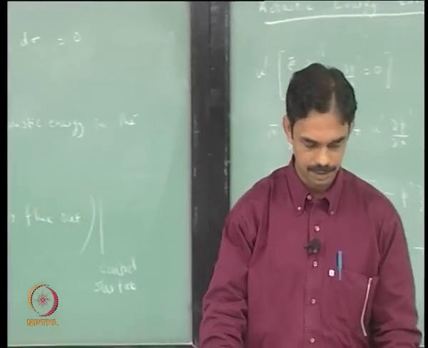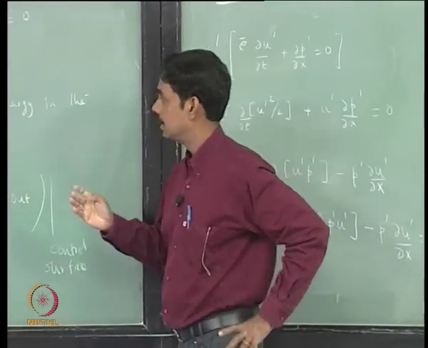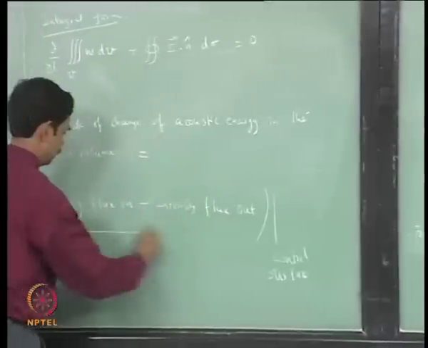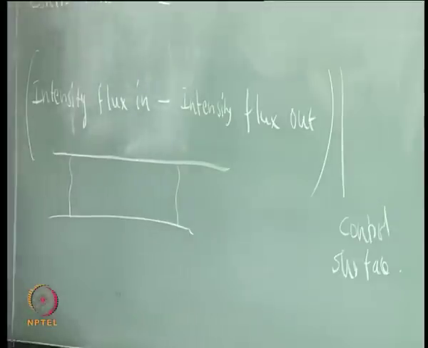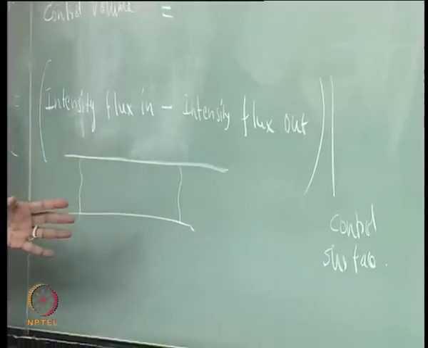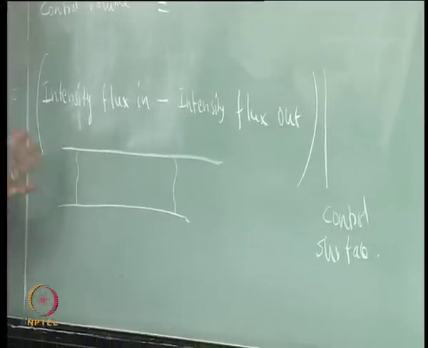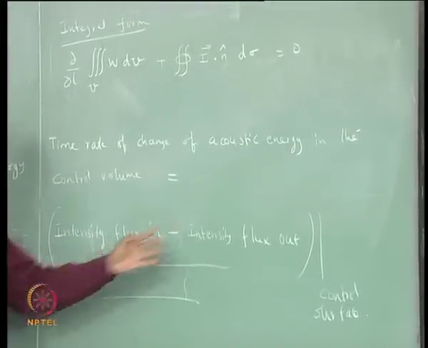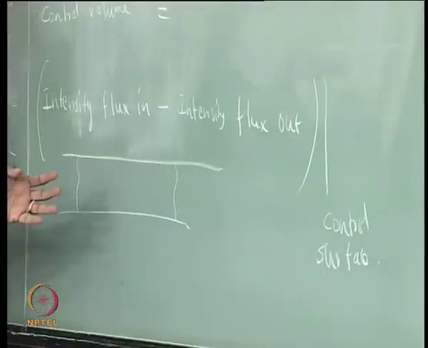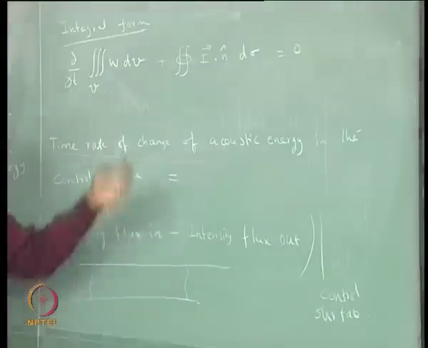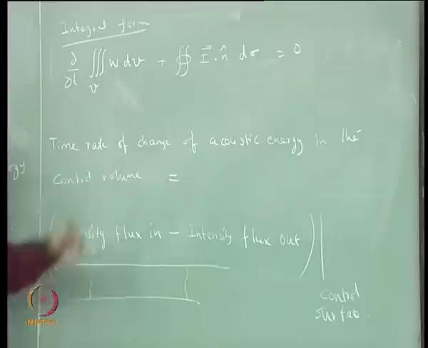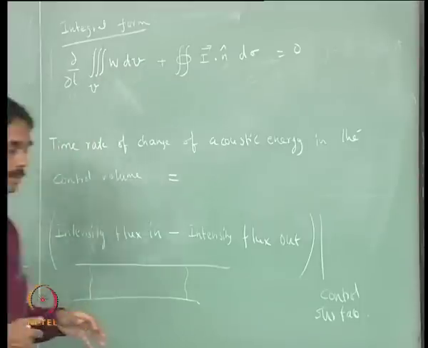So what does this physically mean? If you have some amount of acoustic energy coming in from the boundary, say we have a duct here and some boundaries, and more energy is coming into the control volume than what is going out, then naturally the energy in the control volume will increase. If more energy is going out compared to what is coming in, the acoustic energy in the control volume will decrease. If they are the same, whatever is coming in and going out, the acoustic energy will stay the same. Or if nothing is coming in and nothing is going out, because you have very rigid walls in your cavity, the acoustic energy will stay the same. So this is a very beautiful result. It is called the acoustic energy corollary.